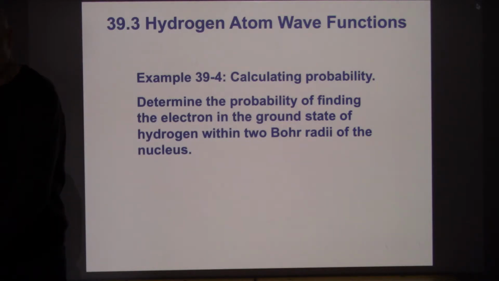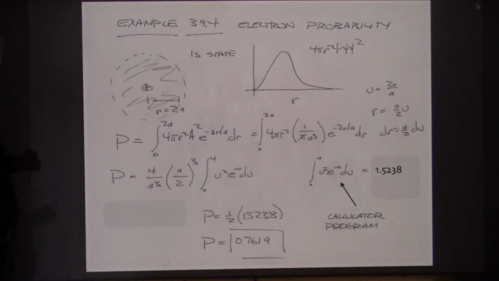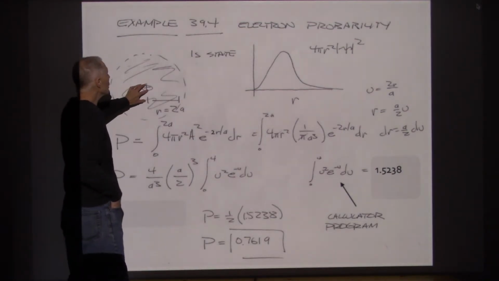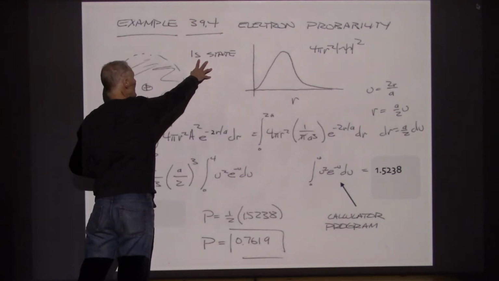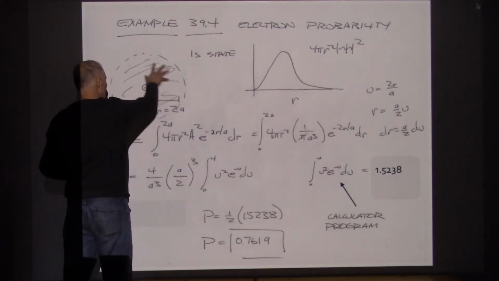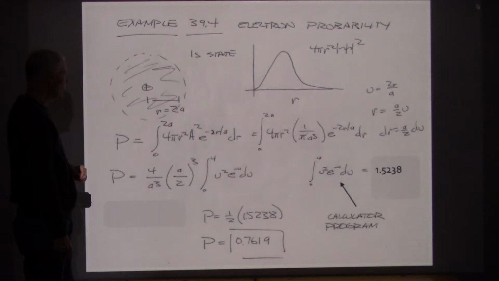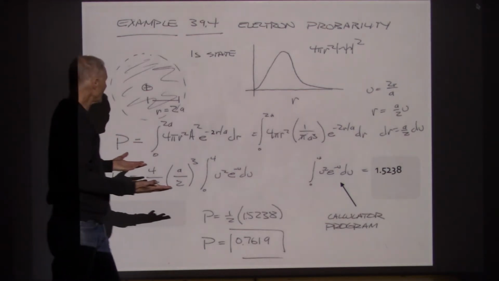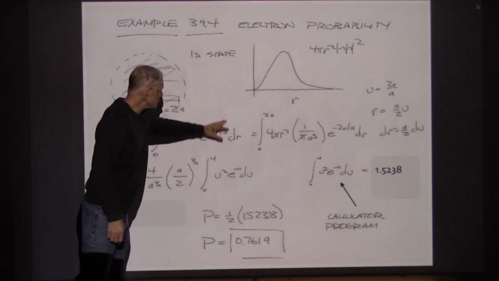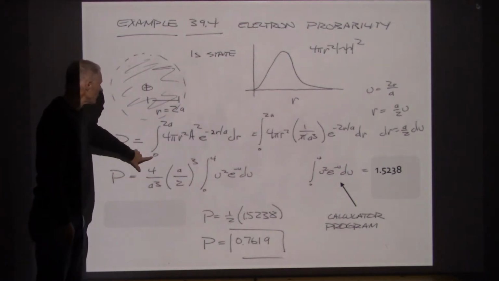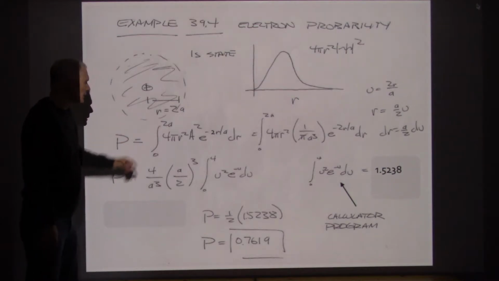Now, this is a difficult example, so it's asking how would we calculate the probability of the electron being found within 2 Bohr radiuses? So let's think about this. Here's the proton. It's hydrogen that we're looking at. It's the simplest possible state in hydrogen. Here is the electron distribution. And it's 4 pi r squared times the wave function squared, dr, evaluated from 0 to 2a.